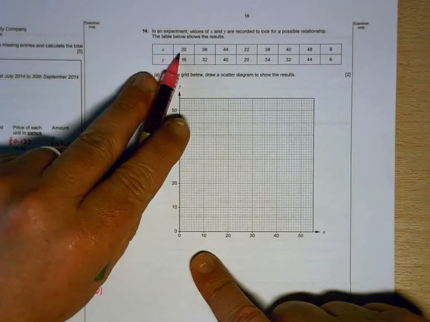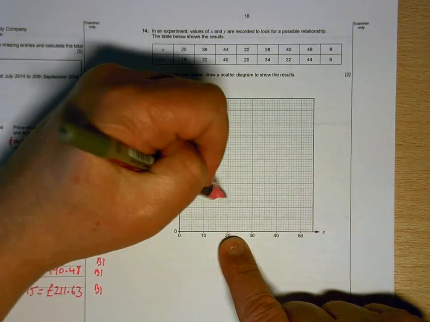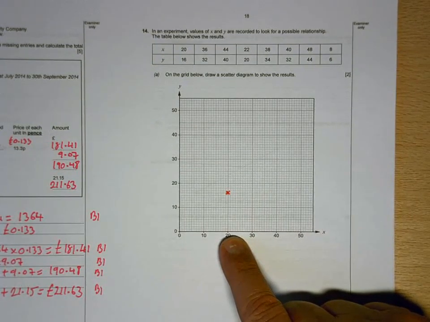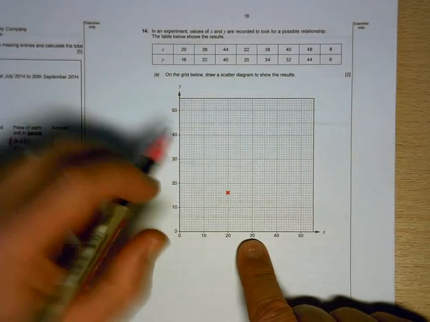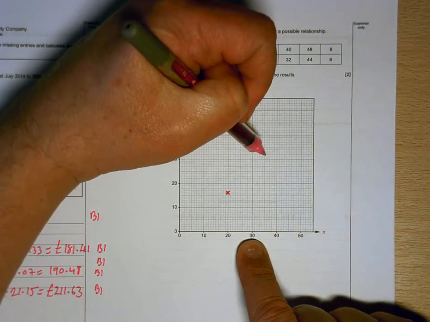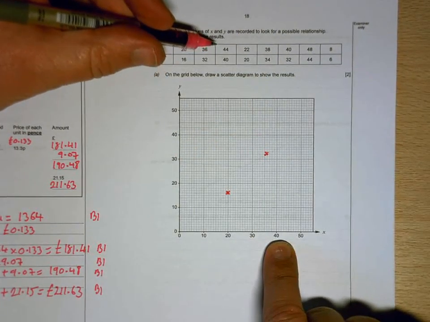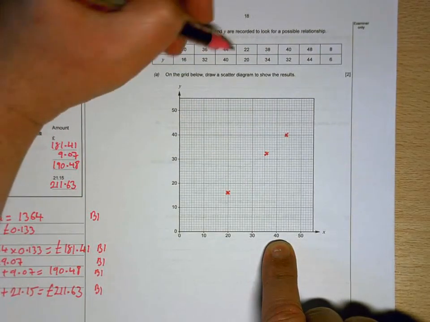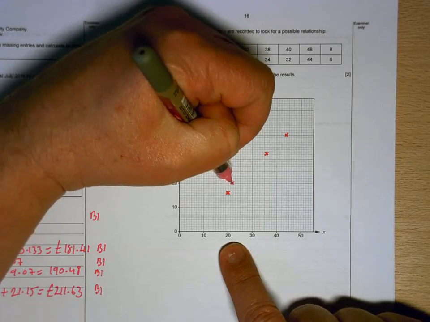And we plot these pairs, so we go across 20 and up 16. And we put a cross. And make sure that you use a sharp pencil and make the cross clear. 36, 32 is there. 44, 40 is there. 22, 20 is there.